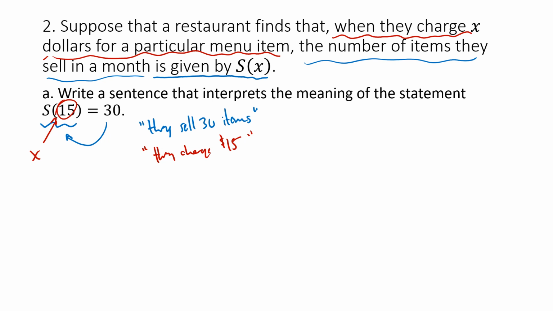And now all I have to do is take those two little bits of information and put them together in a sentence. So I can say it a bunch of different ways, but my sentence, as long as it includes those two pieces of information, is going to be correct. So all I need to say is, when the restaurant charges $15 for the item, they sell 30 items.